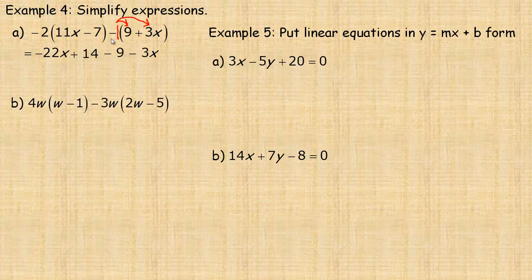Now we want to simplify. We want to collect like terms. So negative 22x minus 3x would be negative 25x, and 14 minus 9 would be 5. So negative 25x plus 5 is what that would simplify to. Second one here.